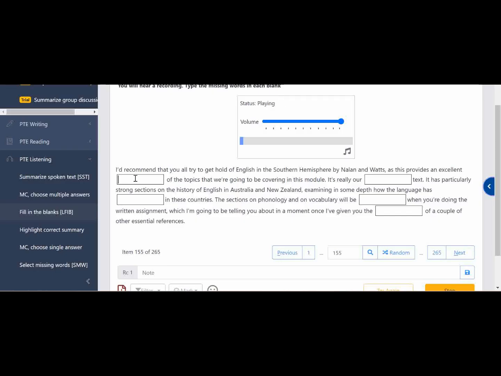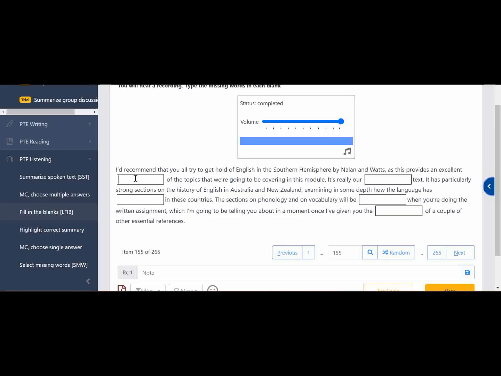I'd recommend that you all try to get hold of English in the Southern Hemisphere by Nolan and Watts, as this provides an excellent overview of the topics that we're going to be covering in this module. It's really our primary text. It has particularly strong sections on the history of English in Australia and New Zealand, examining in some depth how the language has developed in these countries. The sections on phonology and on vocabulary will be invaluable when you're doing the written assignment, which I'm going to be telling you about in a moment once I've given you the details of a couple of other essential references.